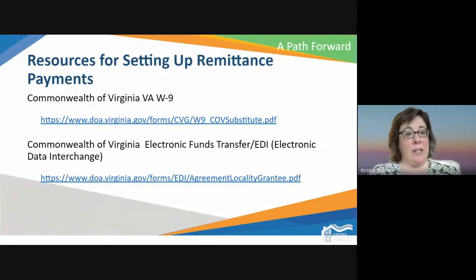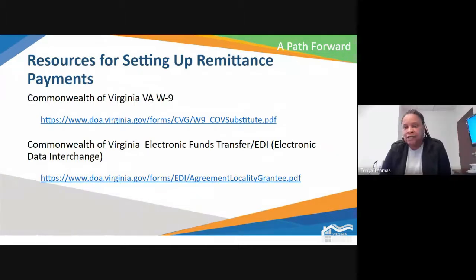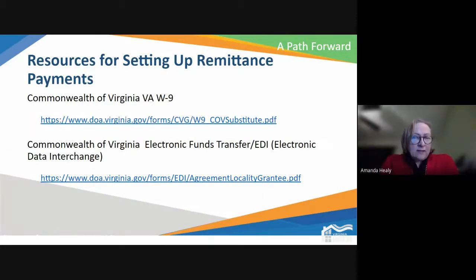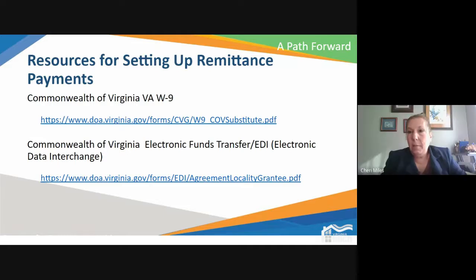This page looks like resources for setting up remittance payments. Kristen, I see that it's 10:59. Do you want to hold off on continuing? Do we have our guest? Not yet. Why don't we go ahead until our guest arrives? I do not see him in the sign-on yet. Okay.